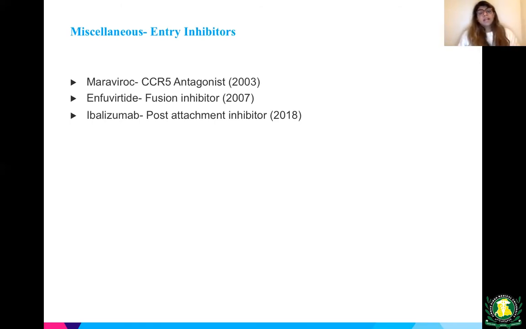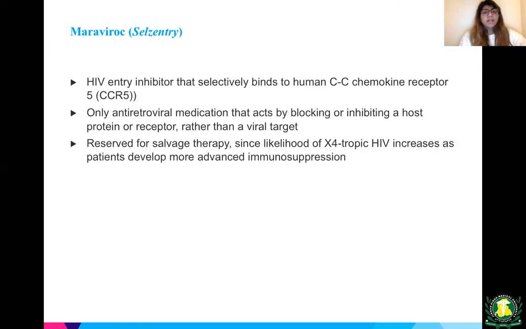So Maraviroc in 2003, Enfuvirtide, which was in 2007, and Ibalizumab, which was in 2018. Maraviroc, just quickly, is an entry inhibitor that binds to the CCR5 receptor, if you remember from my first lecture. It acts by blocking a host protein or receptor rather than the viral target. So it's the only entry inhibitor of its kind. And again, it's reserved for salvage therapy, so patients that have failed all the other classes.